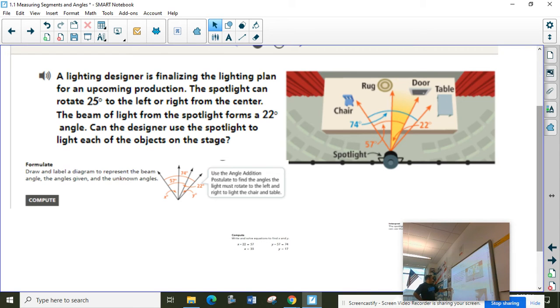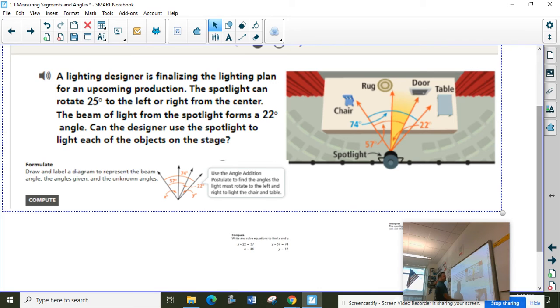So we have draw and label diagram, represent the beams and the angles. So, okay, we have 22 degrees. We have 74, which is the whole big thing. We have the 57 right here, which goes from this part to this part, so chair to door. And then we have the 22-degree angle, which is right here, okay?